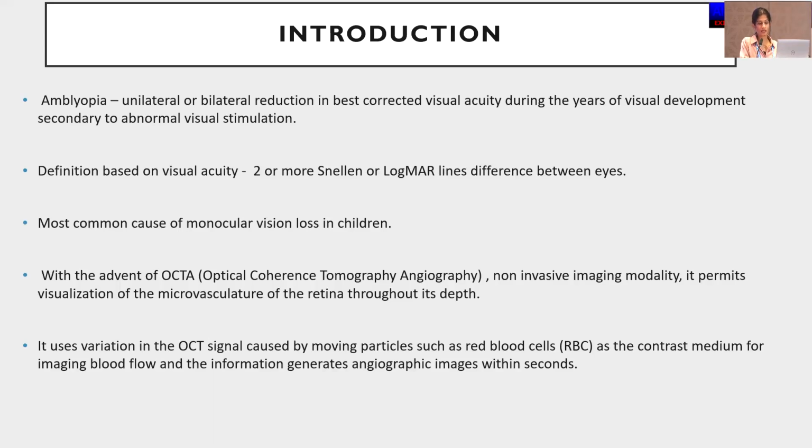It is a unilateral or bilateral reduction in best corrected visual acuity during the years of visual development secondary to abnormal visual stimulation. It is also defined as difference of two or more Snellen or logMAR lines between the eyes. And this is one of the most common causes of monocular vision loss in children.